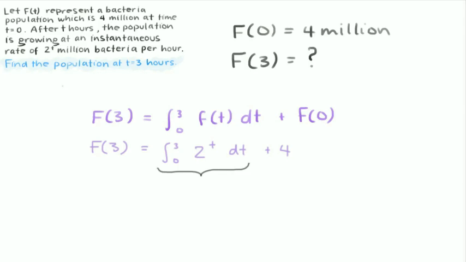So to solve for the definite integral, we can use the calculator, or if we know the integration rule, we can apply that as well. And the integral is going to be 2 to the t divided by ln 2, and we'll evaluate at the upper and lower limits. And so this equals 10.099. We can add this to 4, and our final answer will be 14.099 million.